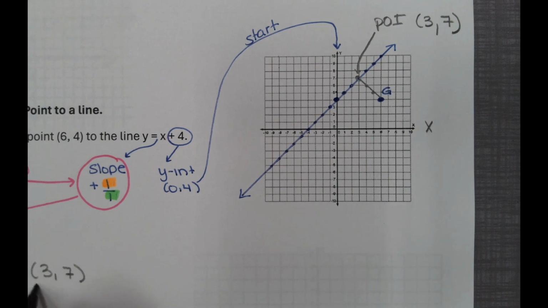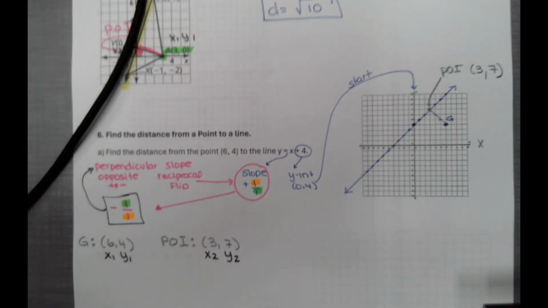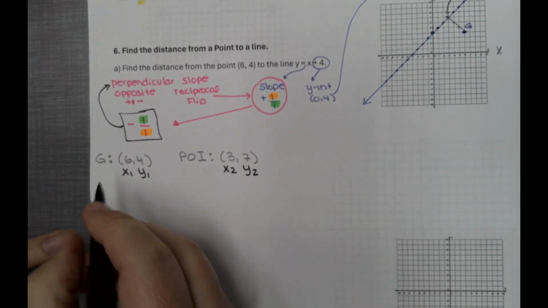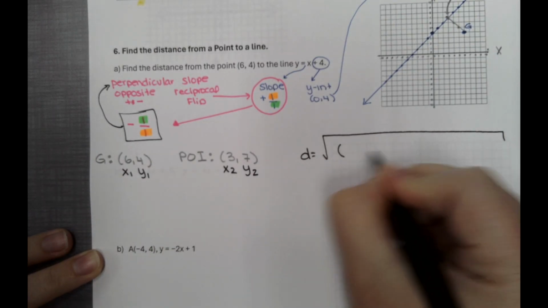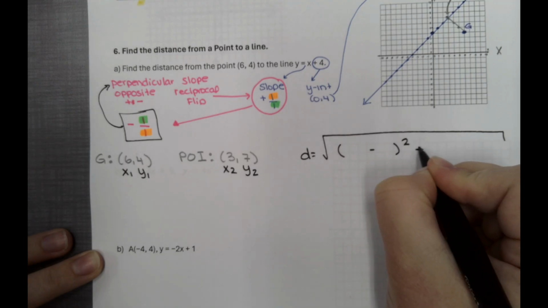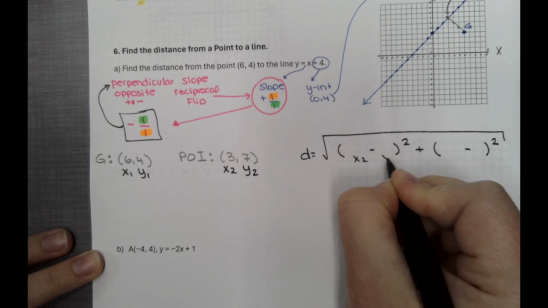x1, y1, x2, y2. Oops, you did not see that. Let's go ahead and bring that out. Distance, x2 minus x1, quantity squared, plus y2 minus y1, quantity squared. Take the square root.